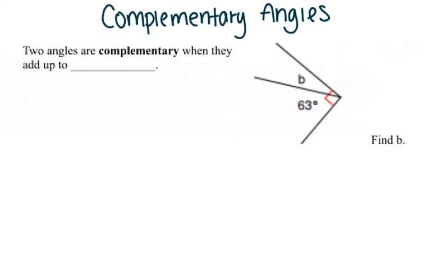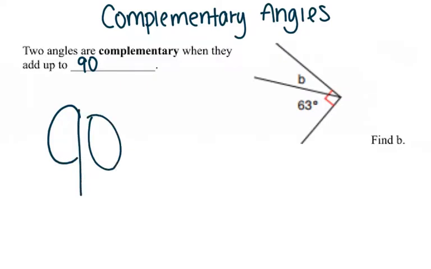Next, complementary angles. So this one you probably remember. Two angles are complementary when they add up to 90 degrees. So sometimes people do this in middle school. So a C, and then you can make it into a 9. That's how you remember it's 90 degrees.